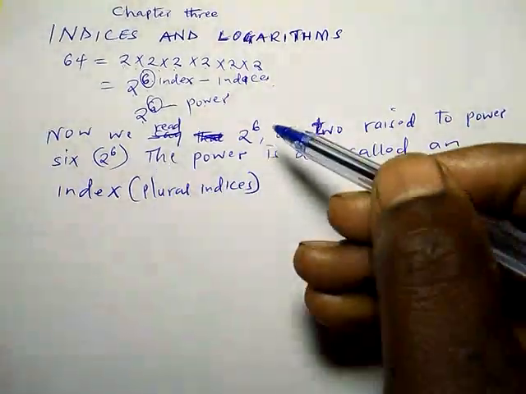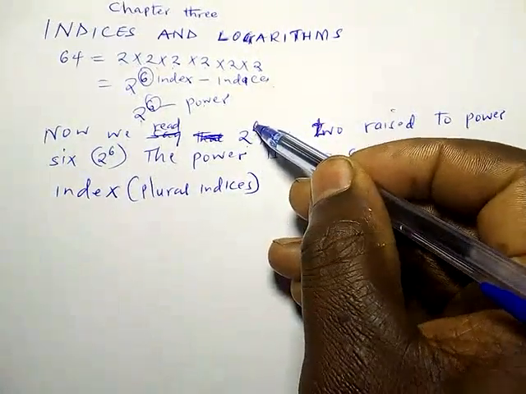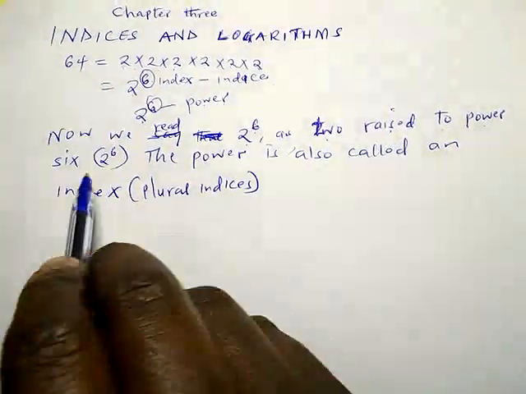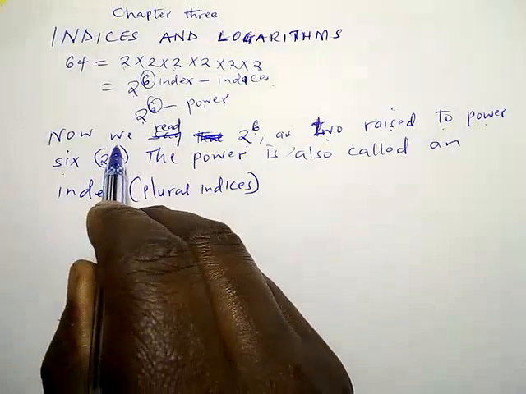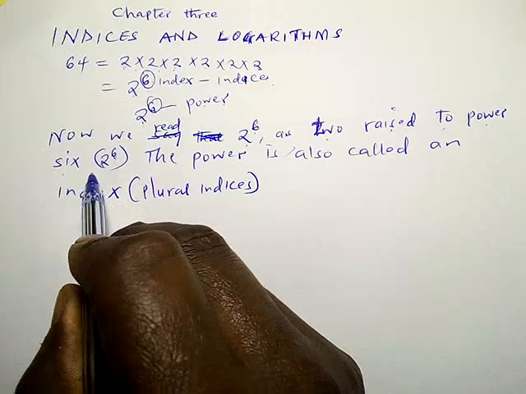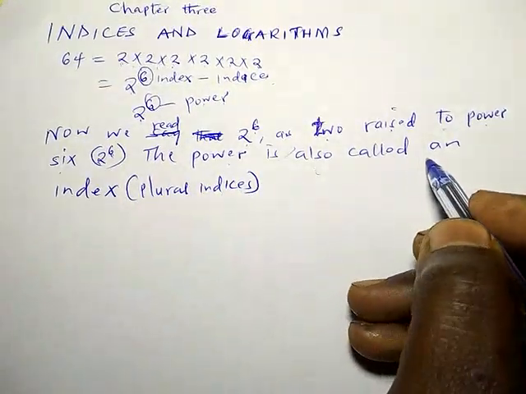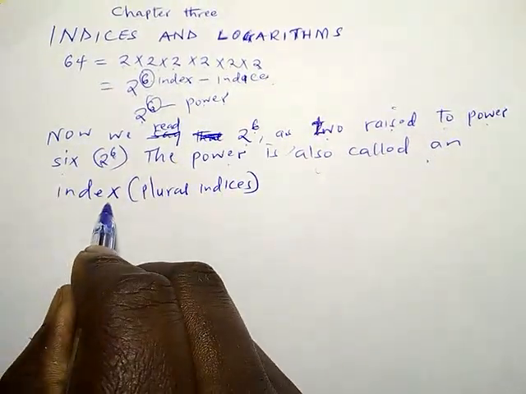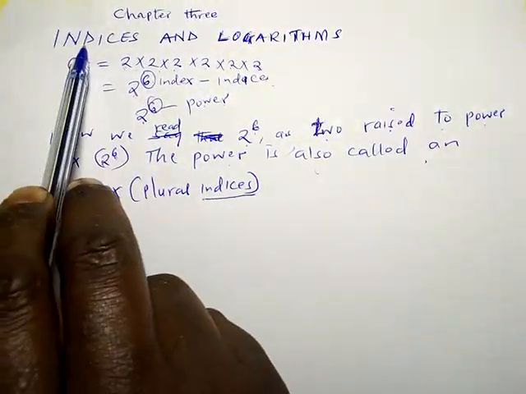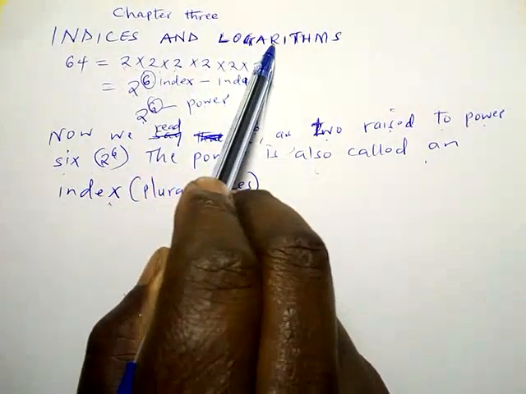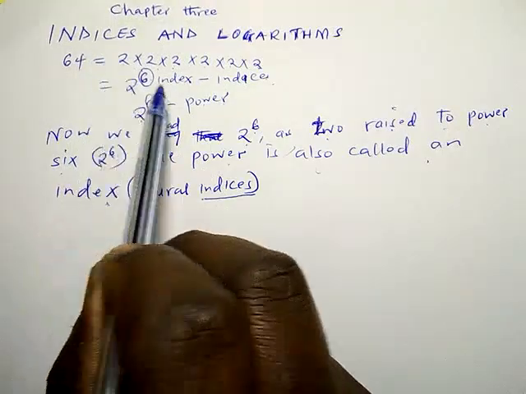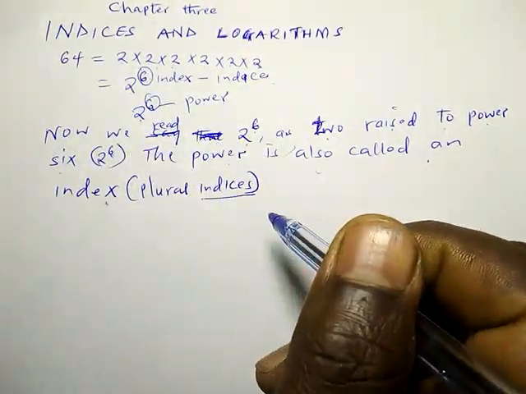Now we read 2 to the 6 as 2 raised to power 6. So this 6 is the power. The power is also called index. The plural of index is indices. That's why we have the topic indices and logarithms. So whenever you see index, we are talking about the power of a number.